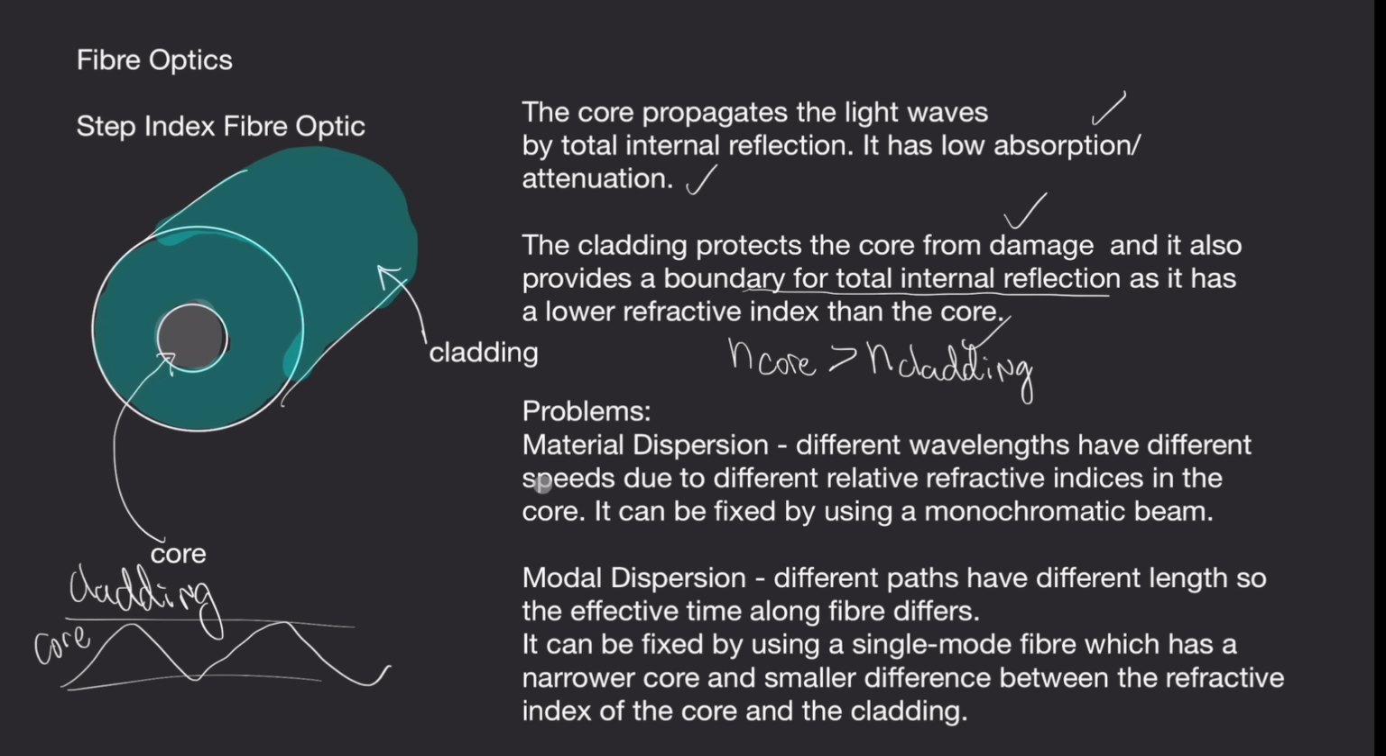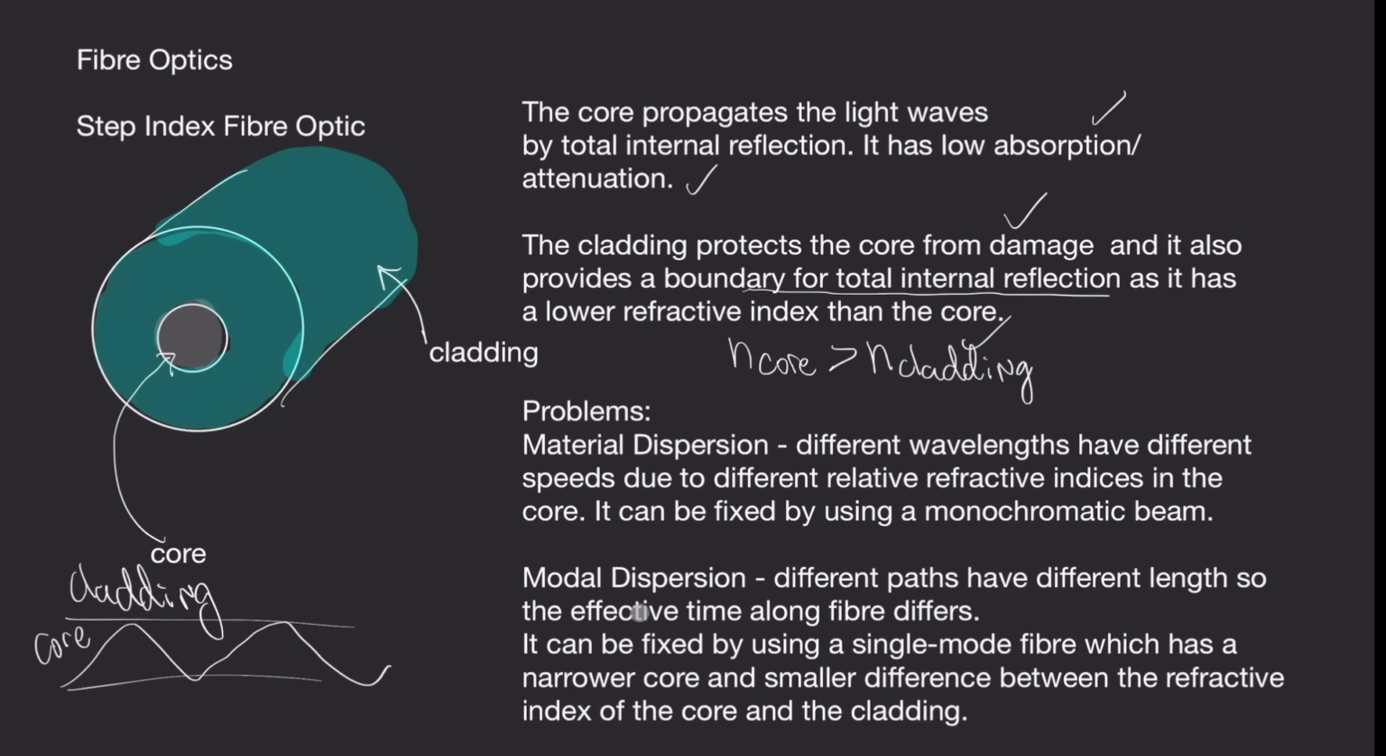There's several different problems. We have material dispersion, and that is that different wavelengths are going to have different speeds due to the different relative refractive indices in the core. For instance, red might have a very different speed to blue. One way of fixing this is by using a monochromatic beam of just one wavelength.